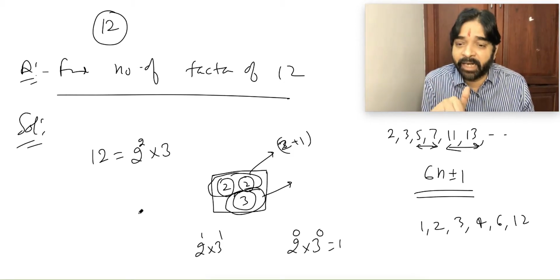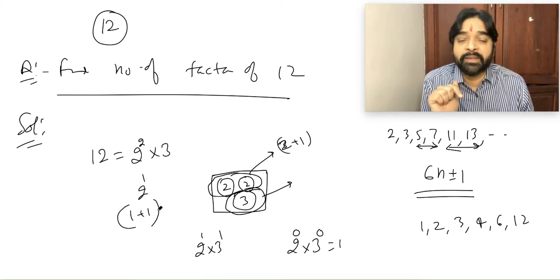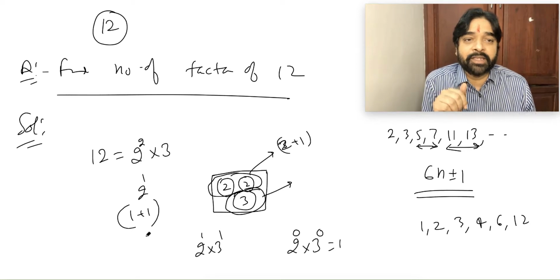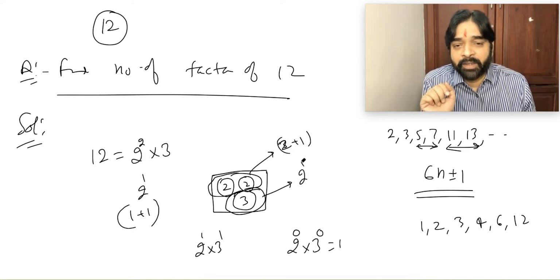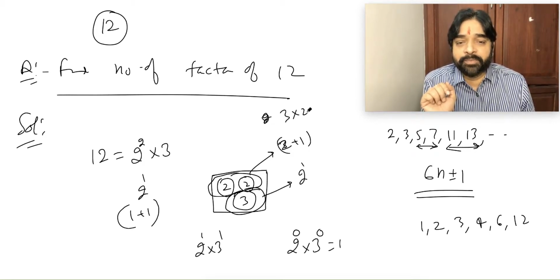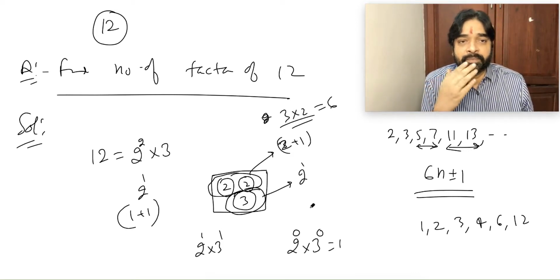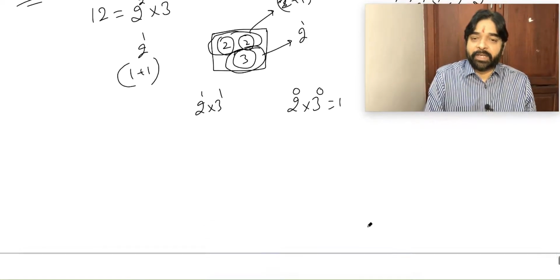If you take identical, then 1 plus 1. If you take different, 2 power 1. Both are the same thing. A single object you can consider identical or different, it does not matter. So that will become 2 power 1. Means total number of selections will be 3 into 2, means 6. So there will be 6 factors. Did not understand? Okay, let me explain in another way.